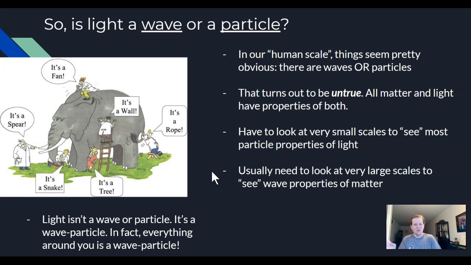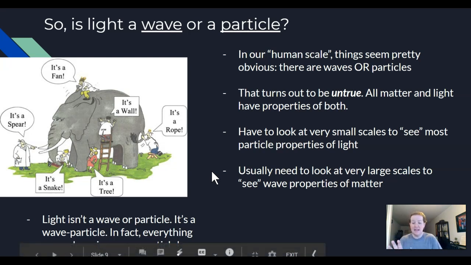And that's tough because most of the stuff around us doesn't act like that. You have to look at really small scales to see the particle properties of light, and you need to look at very large scales to see wave properties of matter. So light is not a wave or a particle, it's a wave-particle. And this is the most interesting thing, and maybe the most mind-boggling thing. This is true with everything. Everything actually has wave properties and particle properties.